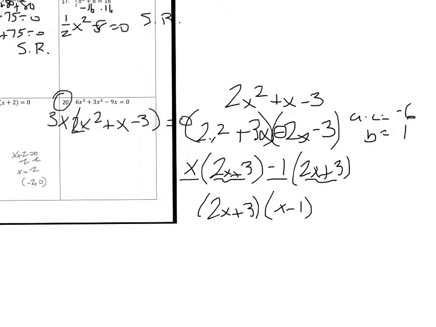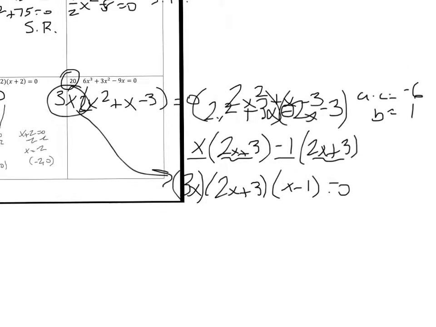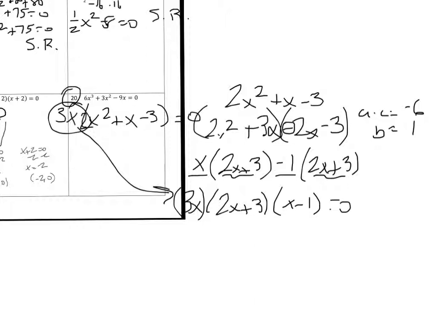Okay, and now what I'm going to do is take this 3x and bring it over to the problem, because that's one of our factors as well. And now what we can do is set them all equal to 0 separately. So let's slide up so we can get some space here. Okay, so I'm going to set 3x equal to 0. I'm going to set 2x plus 3 equal to 0. Doesn't matter how many factors you have, you always set them equal to 0.